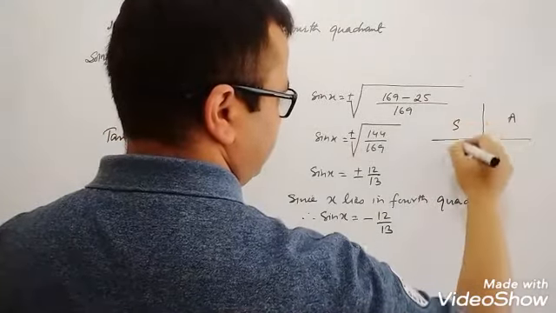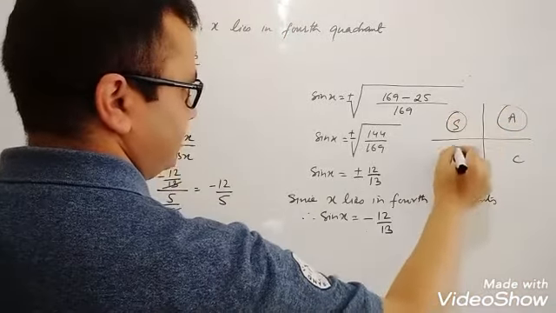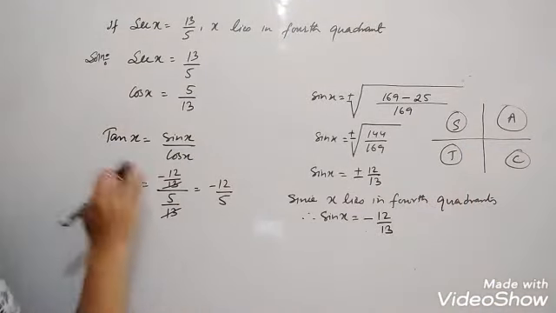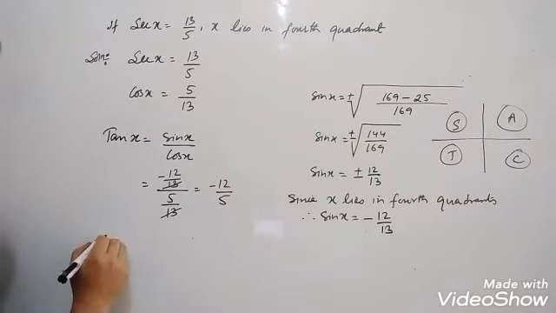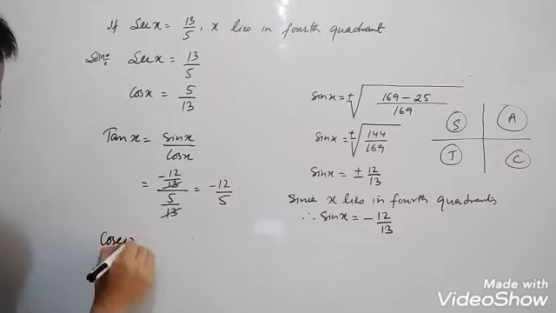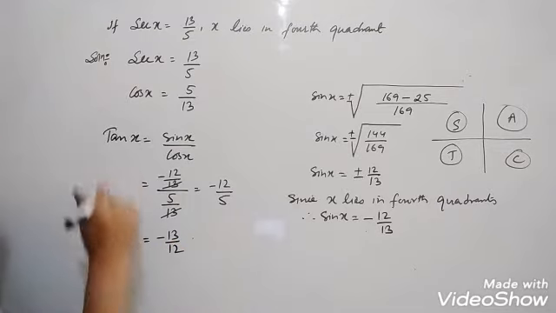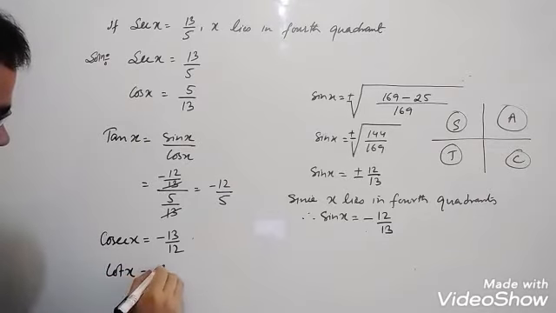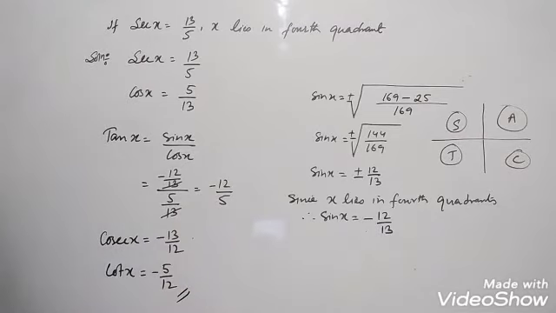A, S, T, C: here all are positive. Sin and cosec positive. Tan and cot positive. In the fourth quadrant, cos and sec are positive and the rest are negative, which means tan is also negative. Similarly, then cosec x is the reciprocal of sin, so minus 13/12. And sec is here. And then cot x equals minus 5/12. It is the reciprocal of tan. So these are the solutions.